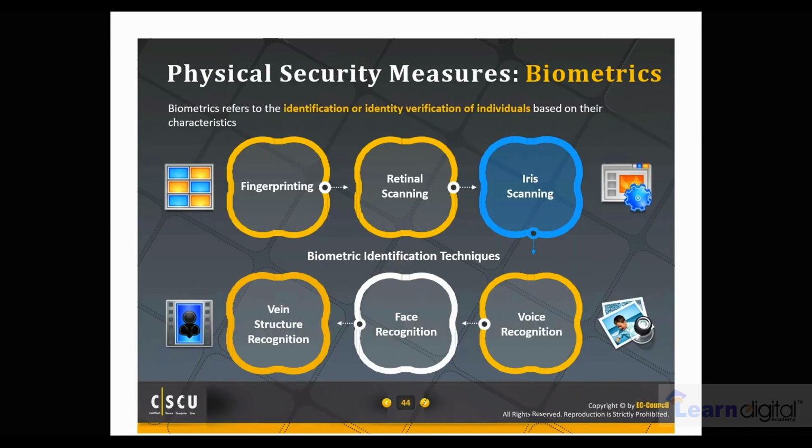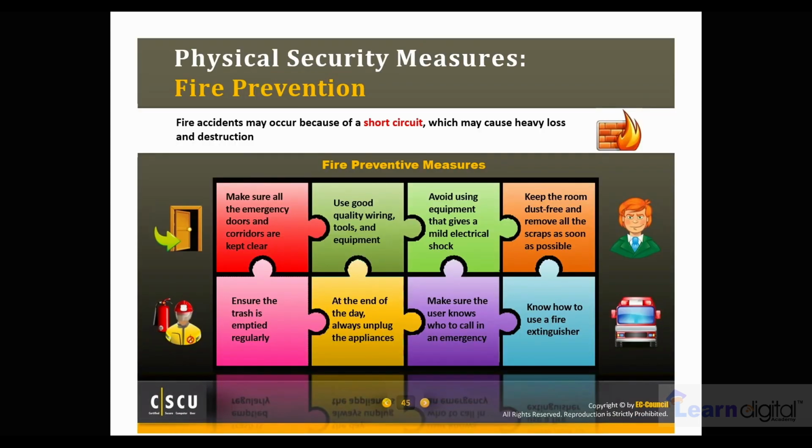Then again, you can use biometrics for physical security, like fingerprint or retinal scanning, that means your eye lock, maybe iris scan, voice recognition, face recognition, or vein structure recognition as well. So there are a lot of options. Nowadays we use face and iris scanning tools a lot, and for employment they are using fingerprint.